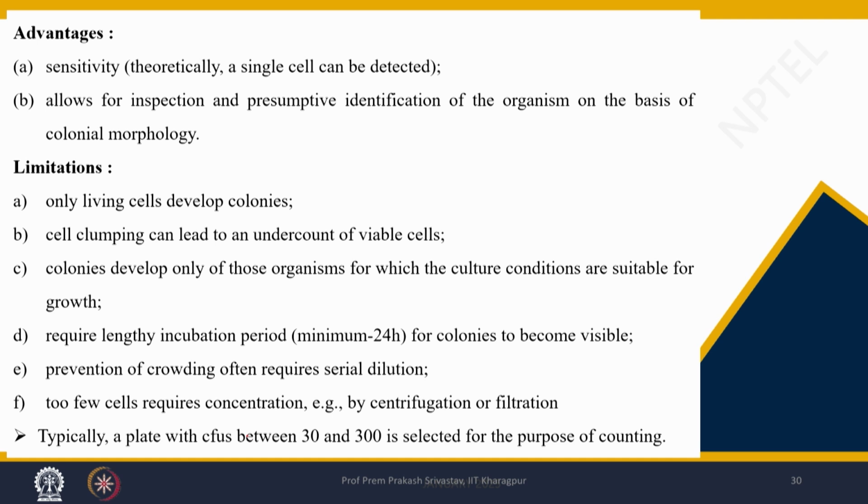Limitations. Only living cells develop colonies. Cell clumping can lead to an undercount of viable cells. Colonies develop only of those organisms for which the culture conditions are suitable for growth. It requires a lengthy incubation period, about 24 hours, for colonies to become visible. Prevention of crowding often requires serial dilution. Too few cells require concentration, for example, by centrifugation or filtration.